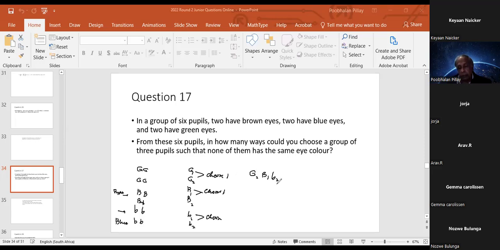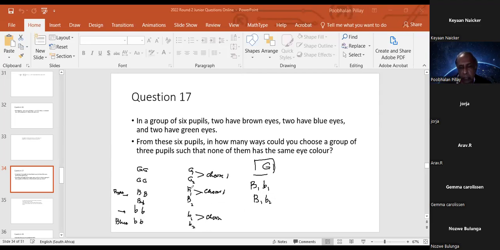So how many ways can you do this? You have to look at all possibilities like this. Well, maybe we can do it systematically so that we can count everything. So I'll say, okay, let me insist that G1 is chosen. Now from the other guys, I can have B1 and small b1, B1 and small b2, right?